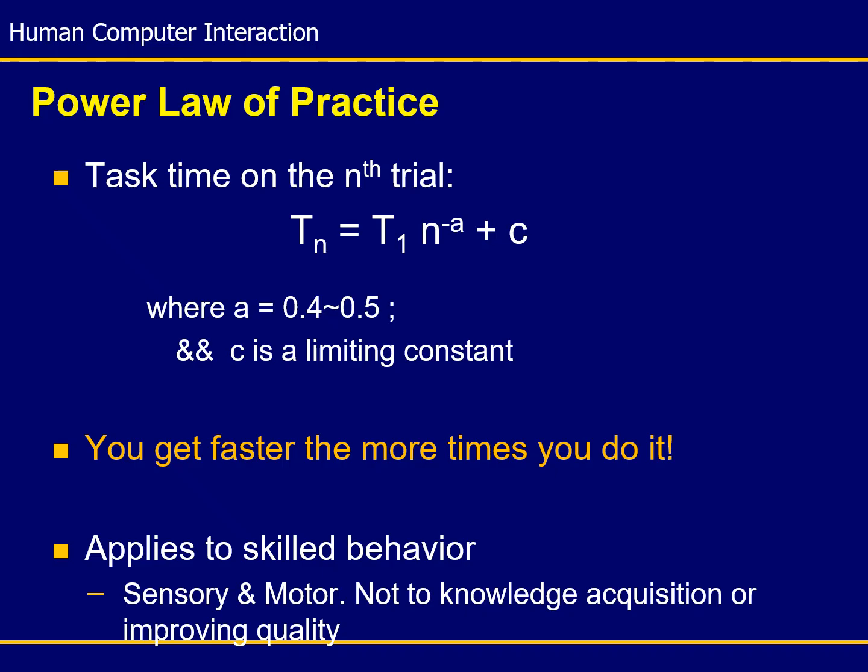Now, if you know A, you know C, you will do an experiment to actually measure T1, which is the first time you do this specific movement we're interested in, and then you multiply T1 by n to the power of minus A, plus C.